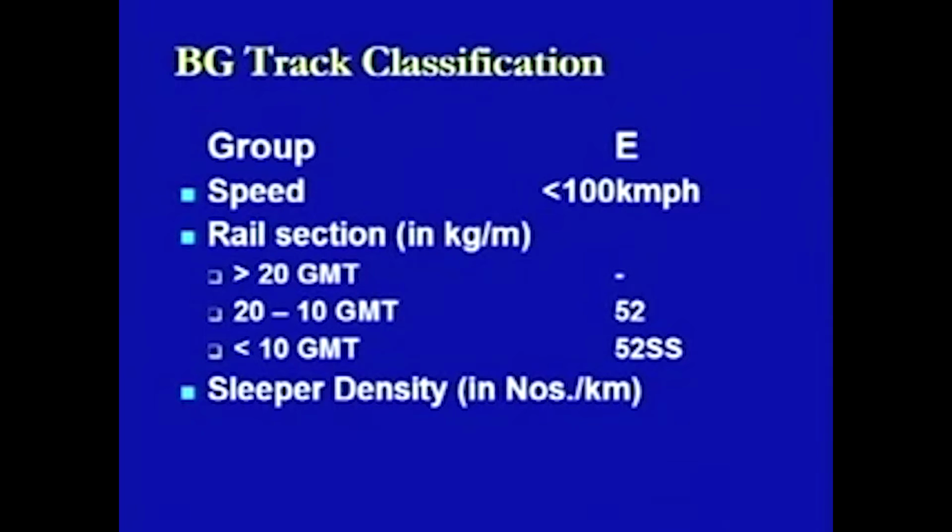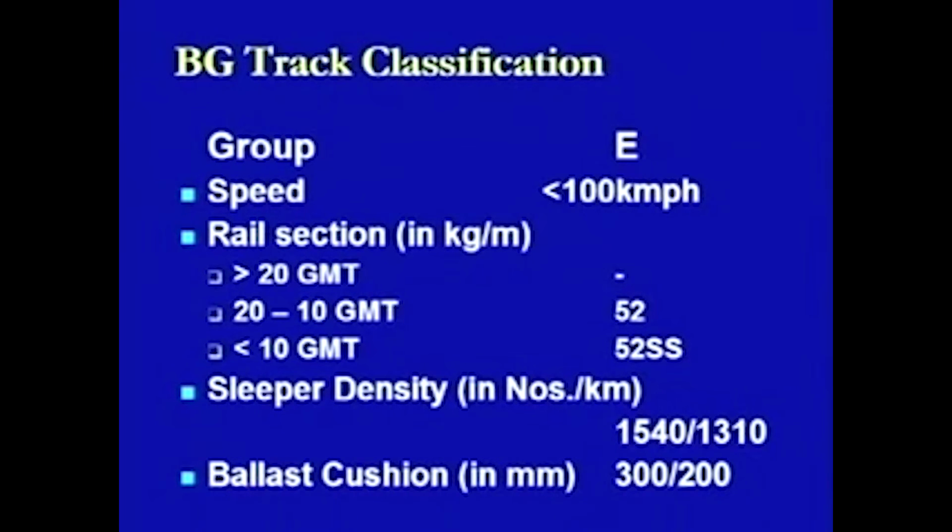The sleeper density again, in terms of numbers per kilometer rail length, is 1540 to 1310. These are the two values which can be used in the case of the group E or category E of the broad gauge track classification. And the ballast cushion ranges from 300 mm to 200 mm.